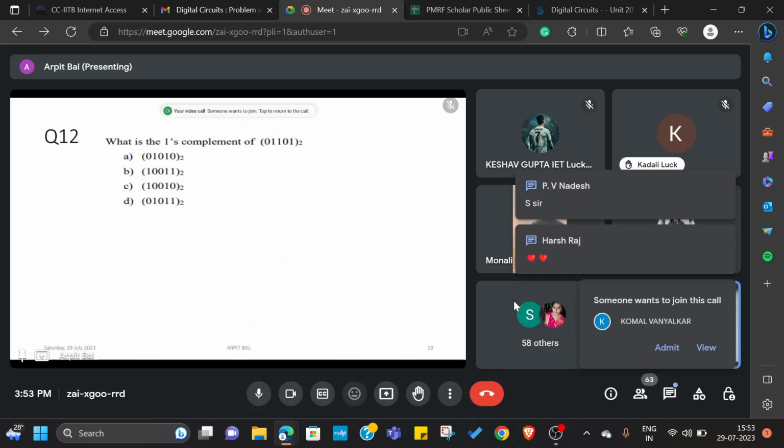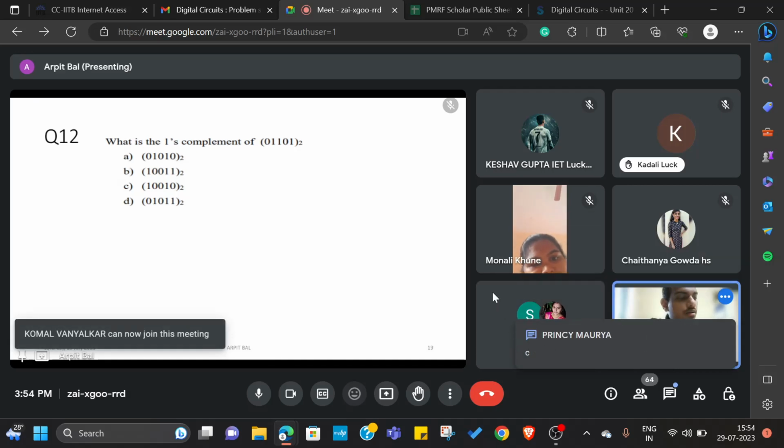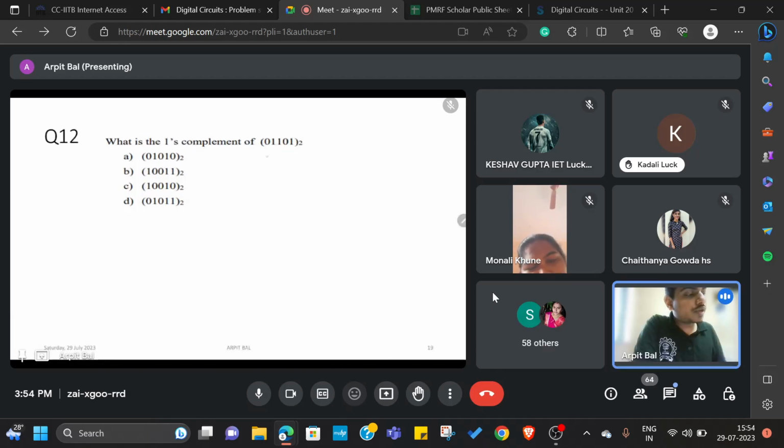Now we need to find the ones complement of 01101. For the ones complement, the trick is you just flip the bits. For 0 it is 1, for 1 it is 0, for 0 it is 1, for 1 it is again 0. So 10010, option C. This was an easy question.